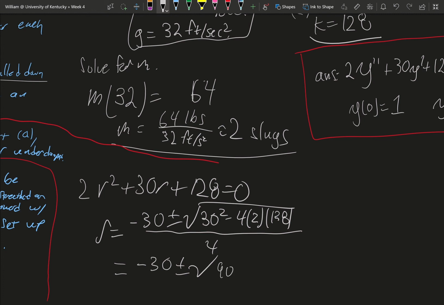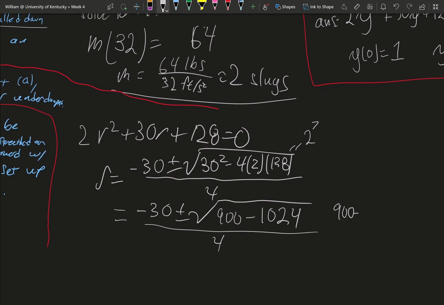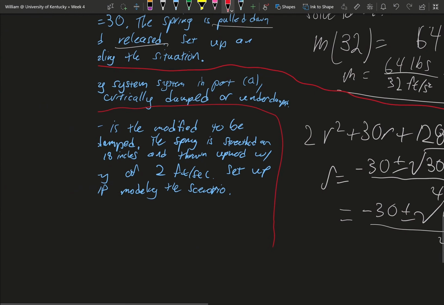So 30 squared is 900. And then if you're really good with powers of 2, you might know that 128 is 2 to the 7th. So this whole thing becomes 2 to the 10th, or 1024. Note that this term is negative, so our answer is underdamped. And that answers this one.